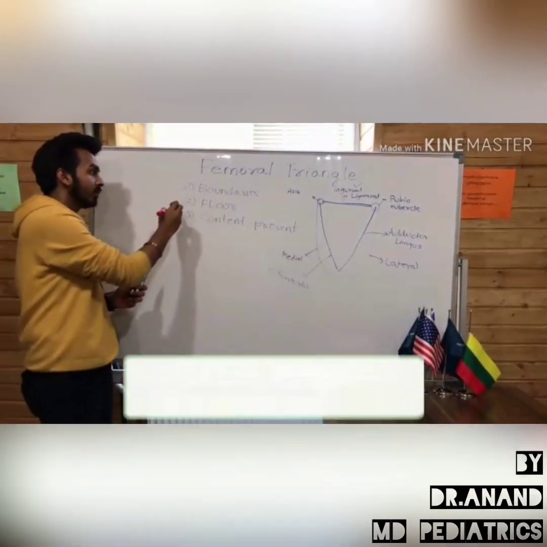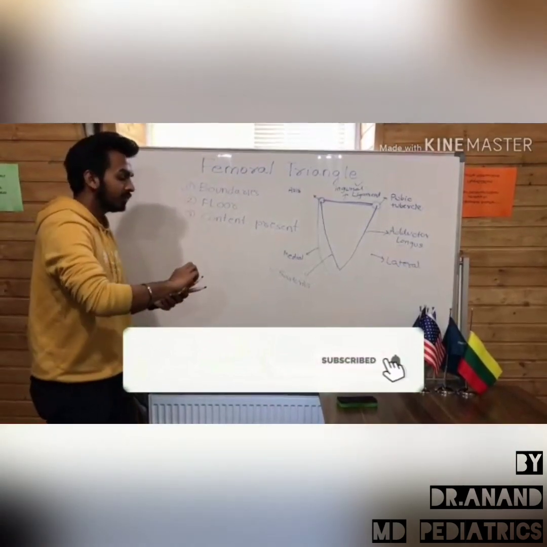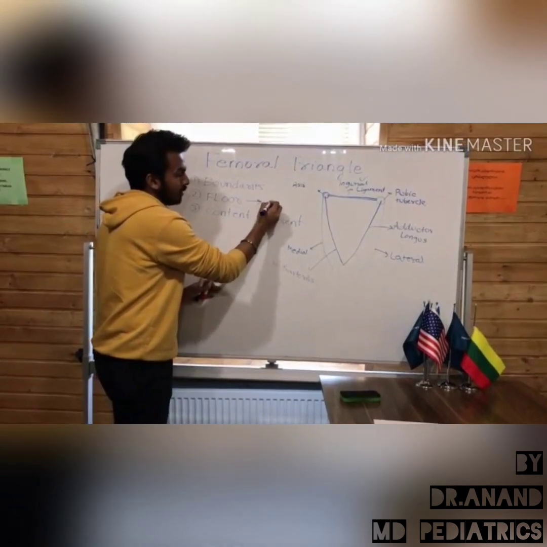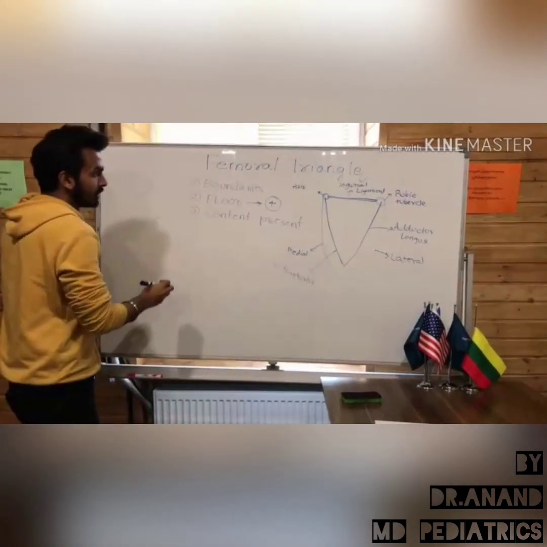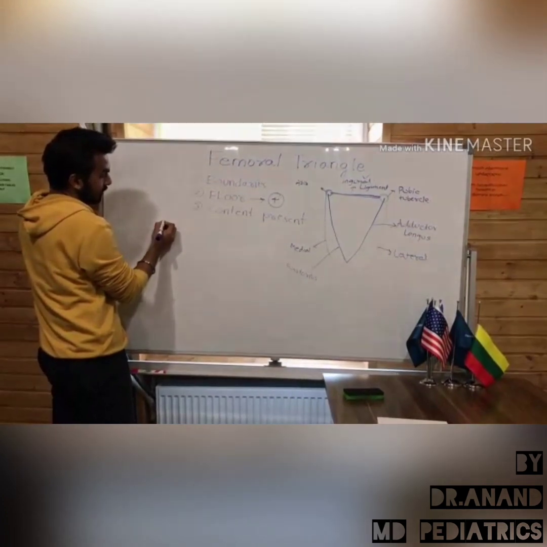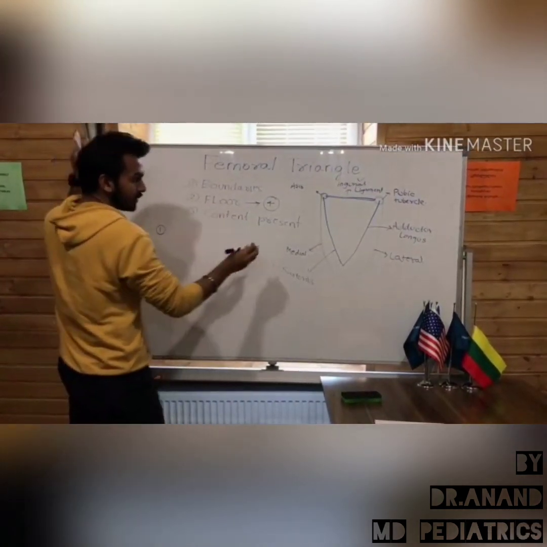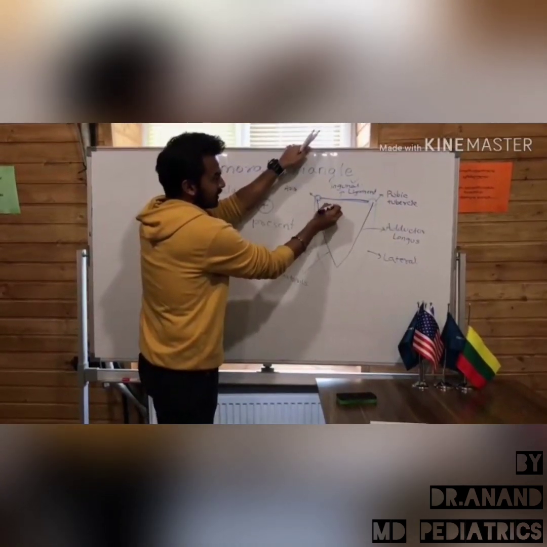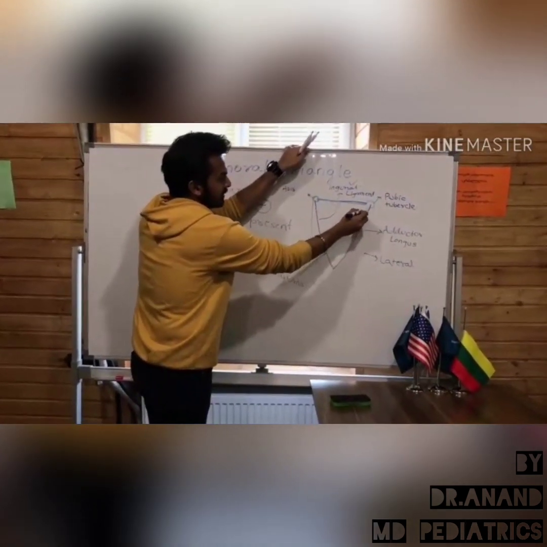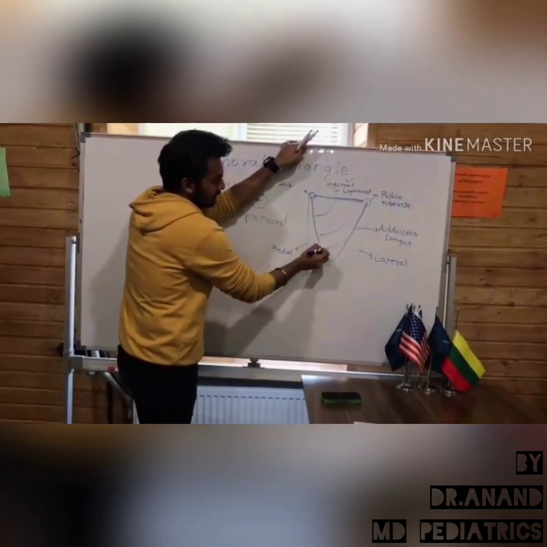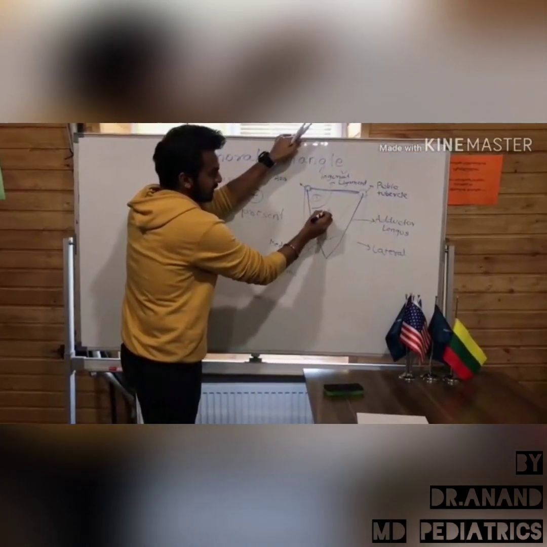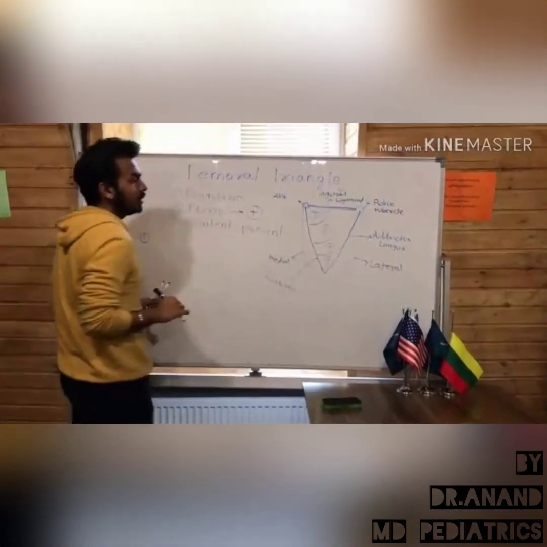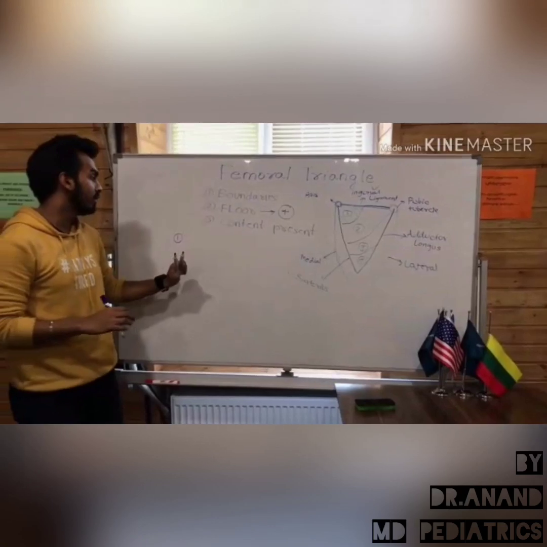Next we are going to cover the floor. There are 4 muscles which are making the floor of the femoral triangle. This is the first one, this is the second one, this is the third one, and this is the fourth one. So these are the 4 muscles which are making the floor of the femoral triangle.